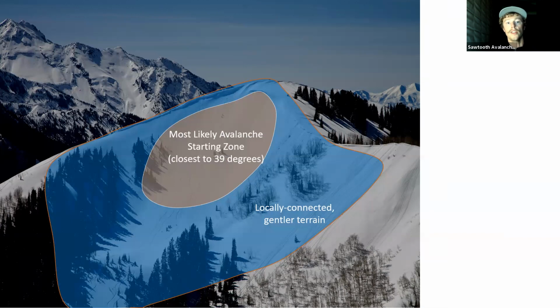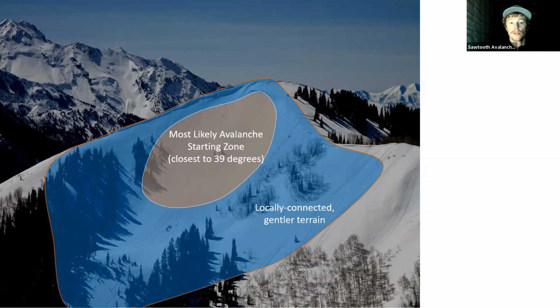It's right in those sweet angles of 35 to 45 degrees. But let's say that you established your skin track on this slope and you were working your way up from the bottom, and you were coming out of these trees until you got to this gentler terrain out here, which could be just on the brink of avalanche terrain or maybe even just under.